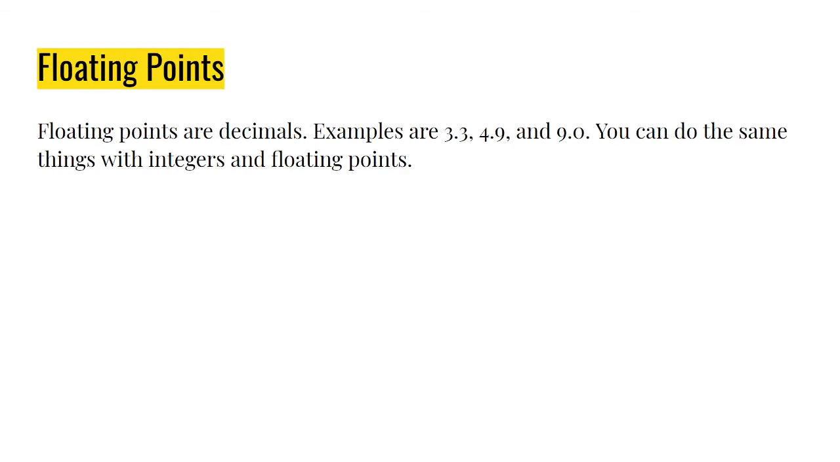Examples are 3.3, 4.9, -2.2, and 9.0. Even though it says 9.0, it could be written as an integer, but it's still a floating point since it has the decimal. You can do the same things with integers and floating points. For example, you can type integers and floating points. You can do arithmetic with both. You can also assign variables to both. So yeah, pretty simple.